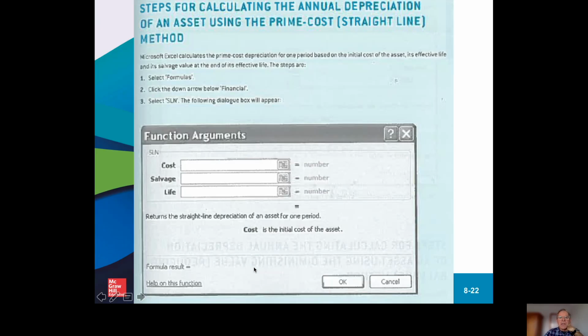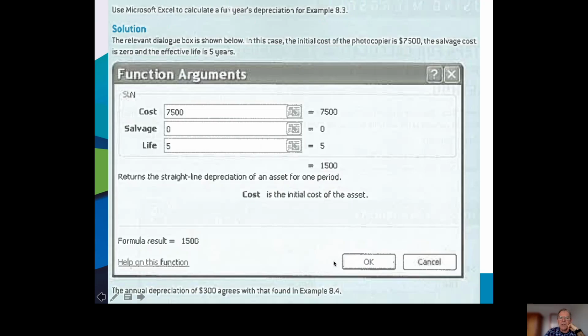Excel can do this. There is a straight line formula built into Excel for us. So we would just go up into the formula bar. We'll do this when we get together in class. Go up to the formula bar, hit the function key, look for the SLN function formula. Again, click on the FX key. It'll bring up this window, enable us to key in the cost, the salvage, and the life, and hit OK, and it will calculate depreciation for us.